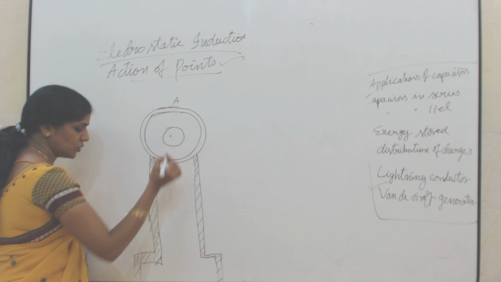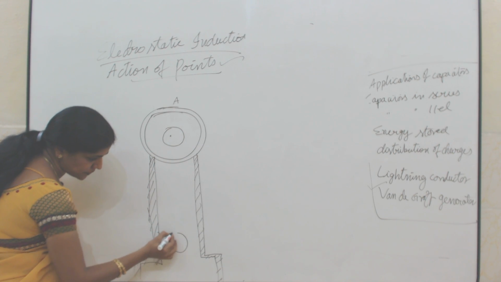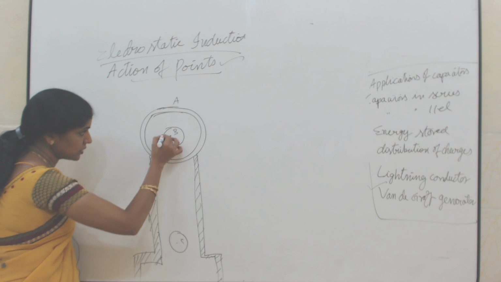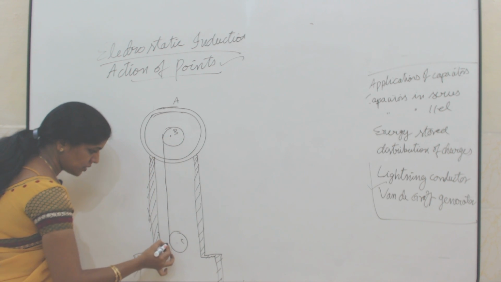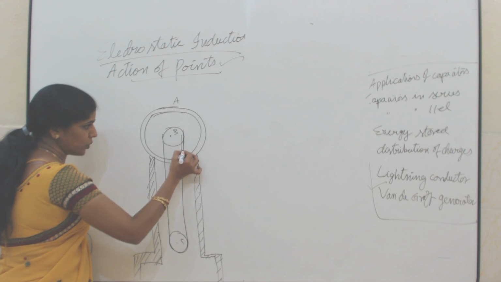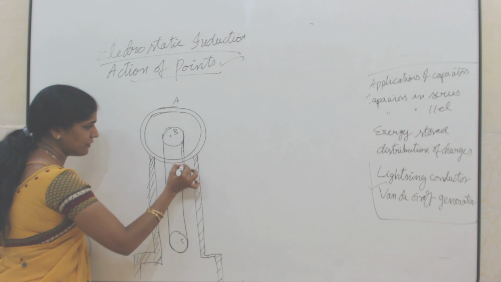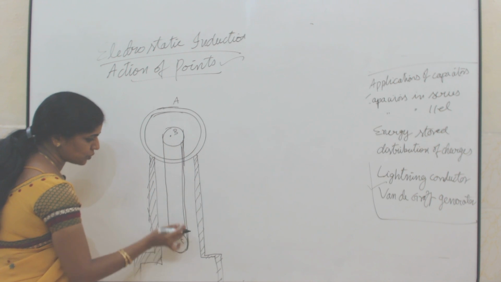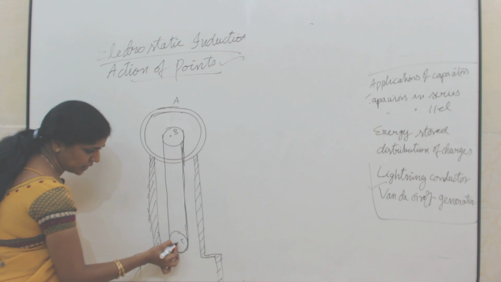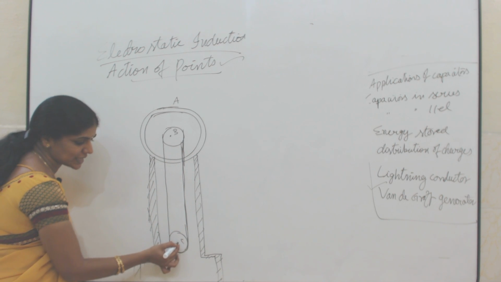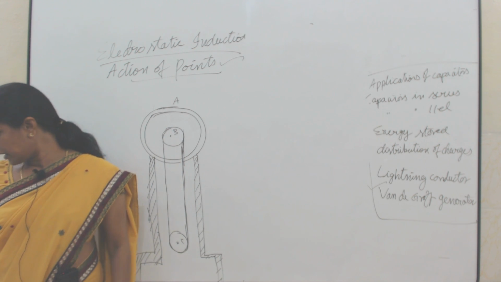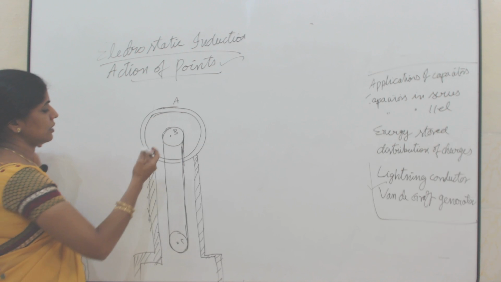Here I have two pulleys. Let B and C be the two pulleys over which a silk belt runs. A belt made of silk cloth runs over these two pulleys, and the pulley at the bottom, pulley C, is run by an electric motor.